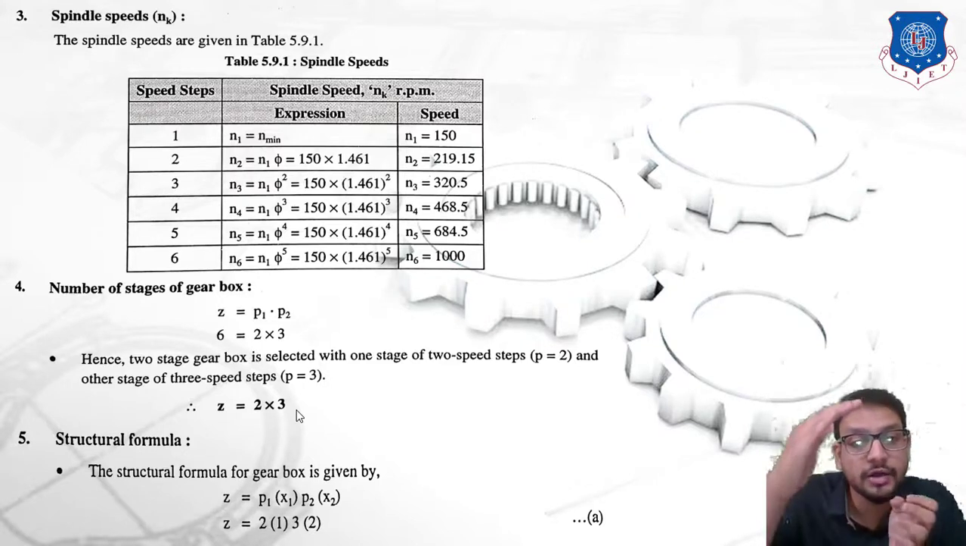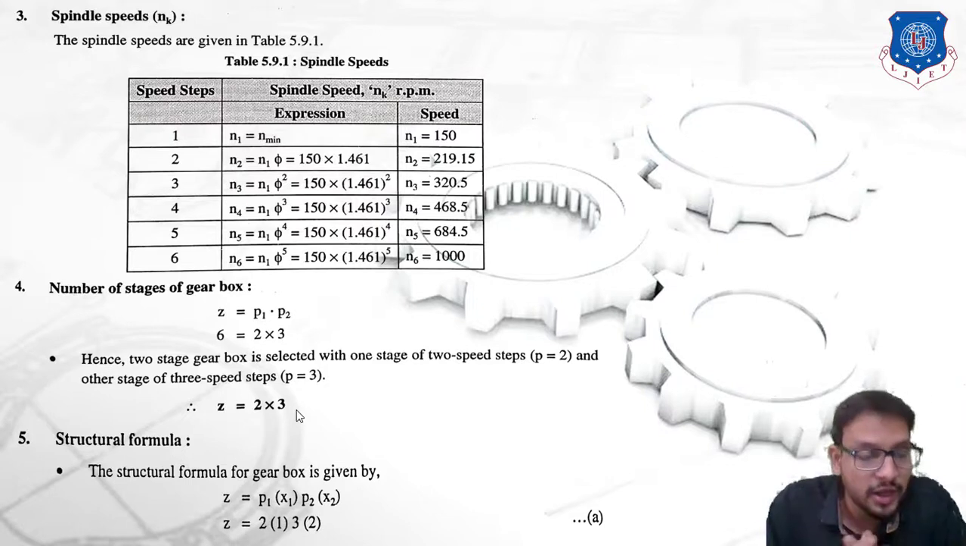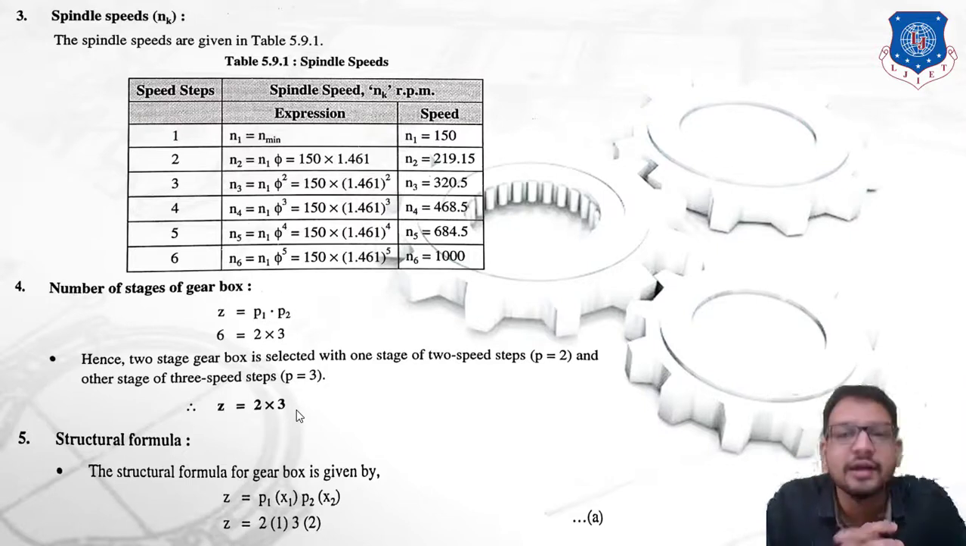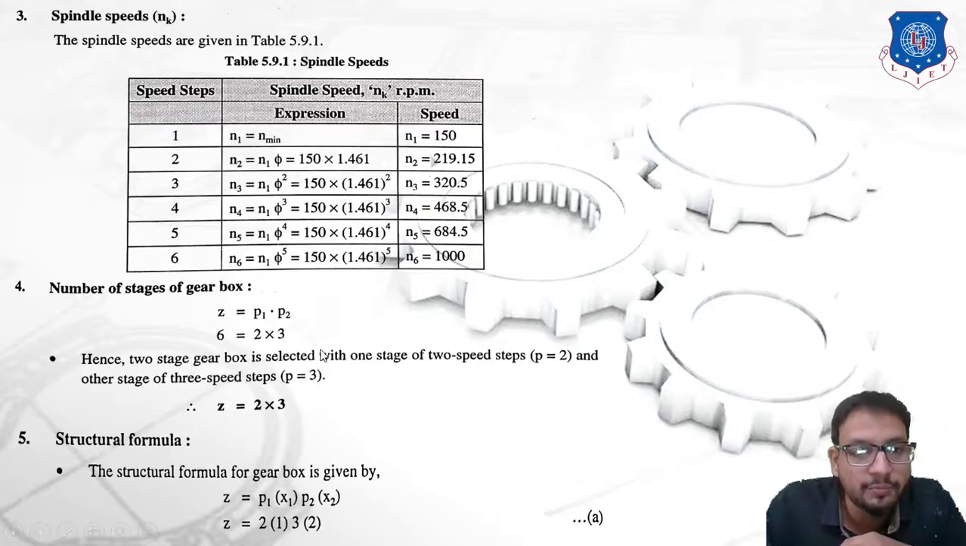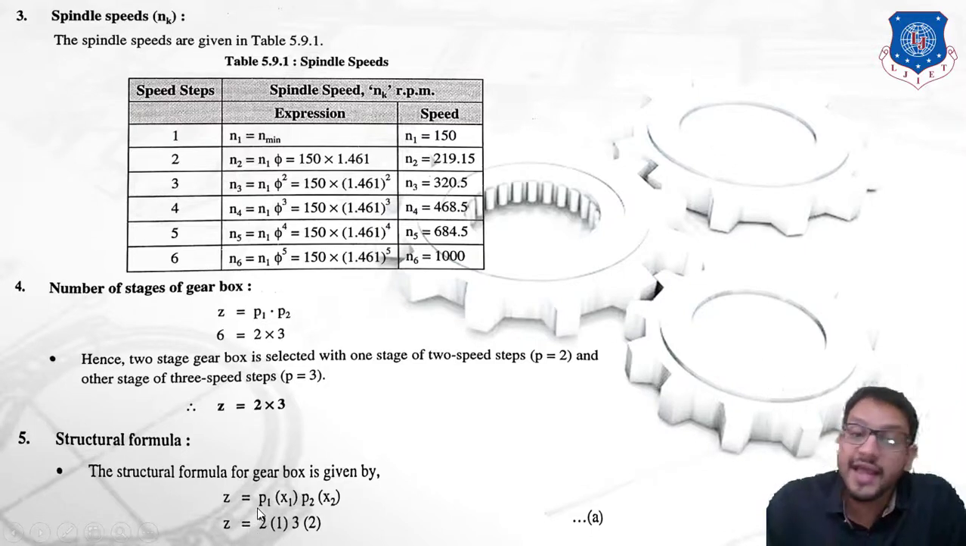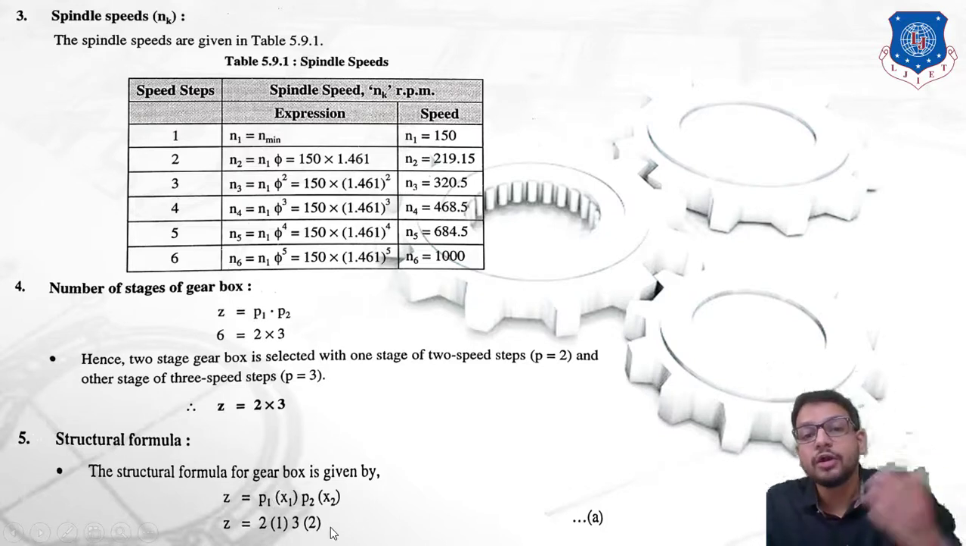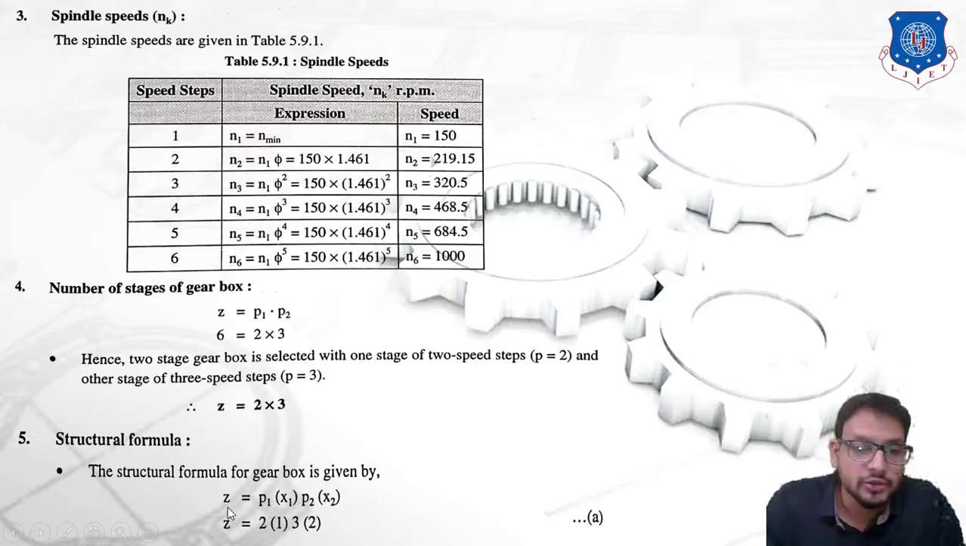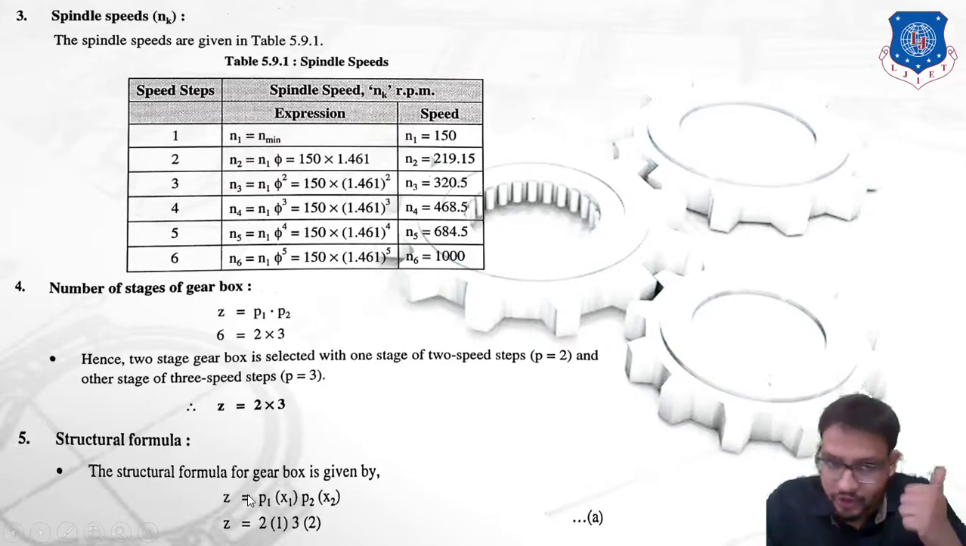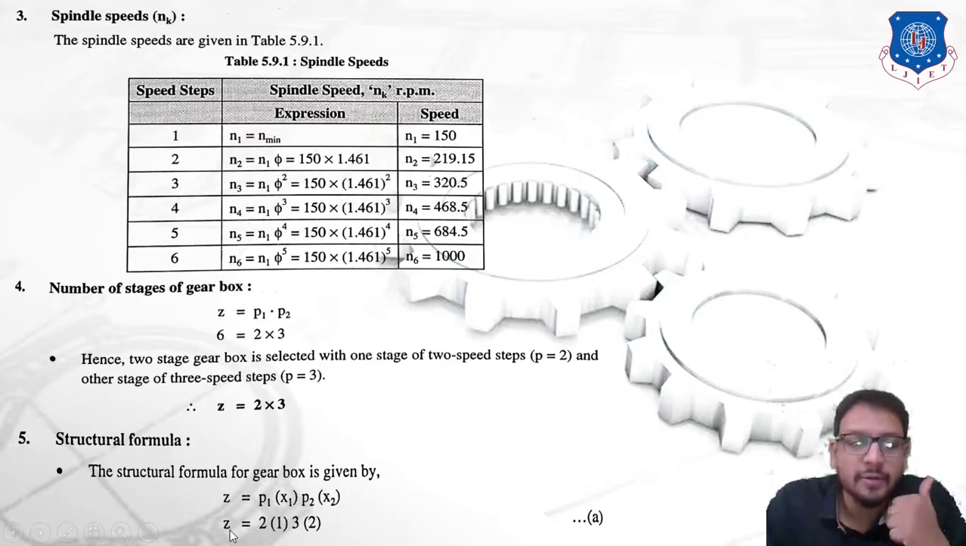In that we determined several combinations of a structural formula, but in this question it is directly given in the data that in the second stage the number of speed steps will be equal to 3. So remember, we need to take P2 equal to 3. Okay, now let us see further. The structural formula is given by this equation. Since we know that Z is equal to P1 x1 into P2 x2, we always know that x1 will be equal to 1 and x2 will be equal to P1. In our case P1 is 2. So the equation will become Z is equal to 2 1 into 3 2.